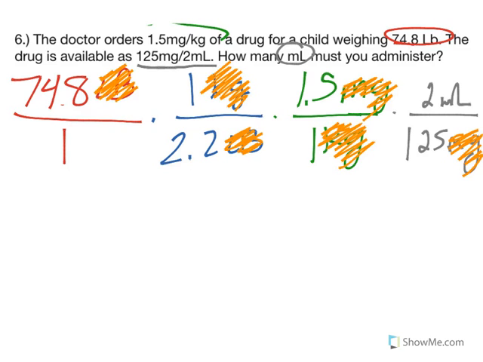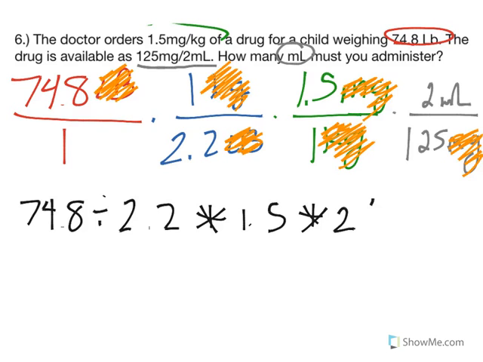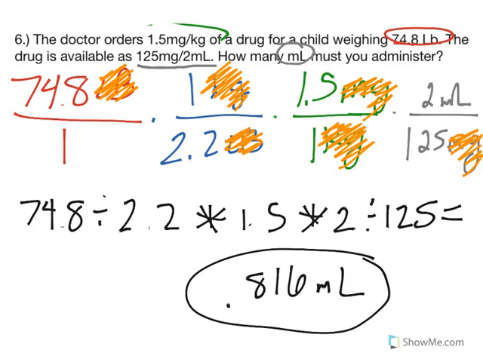So you kind of got to say, okay, where am I starting? Well, I have to start with the kid, because everything is based off of what that kid weighs. And then you use the pounds and you kind of let it roll from there. So when I do my math, I've got 74.8 divided by 2.2 times 1.5 times 2, and then I still have the 125 in the bottom. So when I do all that math, assuming my math is correct, I would end up with 0.816 milliliters. I hope that's right. If you do the math and you see something differently, please let me know, because I make mistakes, right?